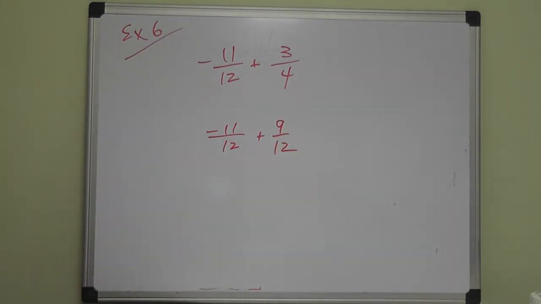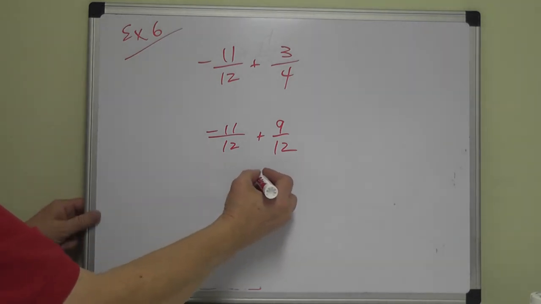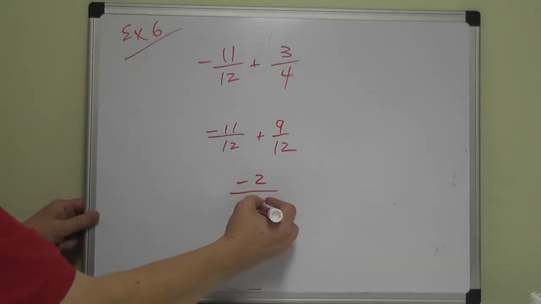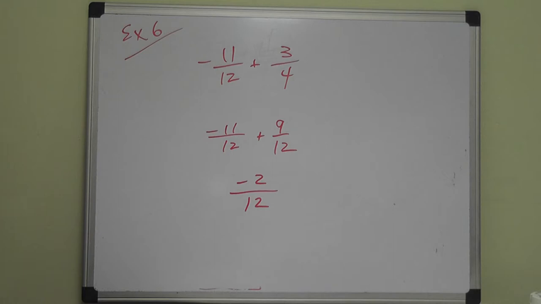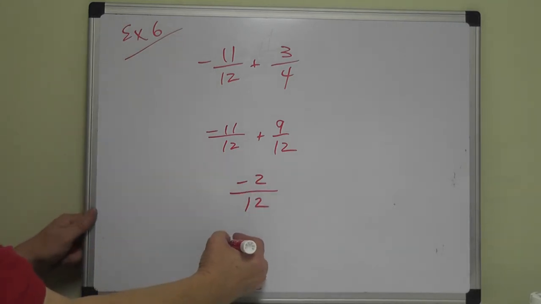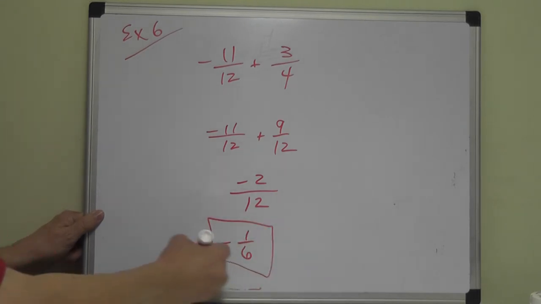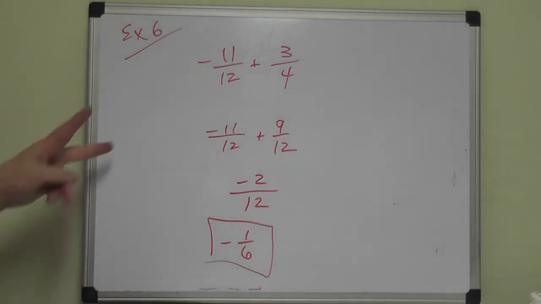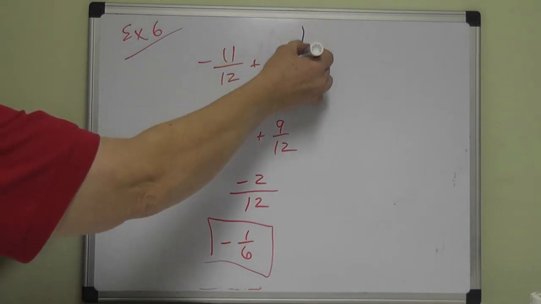Negative 11 plus 9 is a negative 2 over 12. You have to reduce to lowest terms. Negative 2 over 12 is the same as negative 1/6. Has to be reduced to lowest terms. I'm not spending a whole lot of time because this really is review. If you are still struggling, make sure that you get some help. Text me or look at Khan Academy.